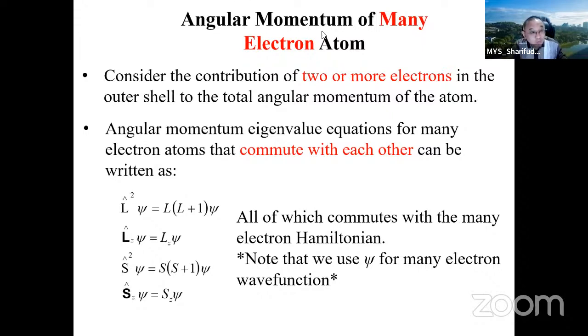So for many electron atoms, they still commute with each other, so that is not really a big problem. We can still use angular momentum and spin symbols to label electronic states of many electron atoms.